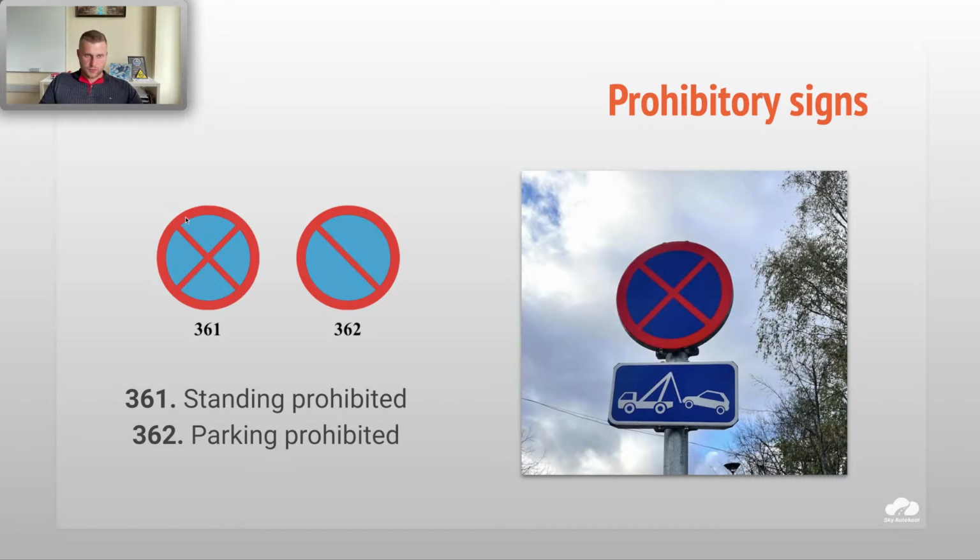So basically, total cross means no standing. So even parking is not allowed. But if it's one line, it means no parking, but standing is allowed in that case. Sometimes you can see this no standing sign. It means you cannot stand there. And also, if you put your car there for standing even, it can be towed by the police.